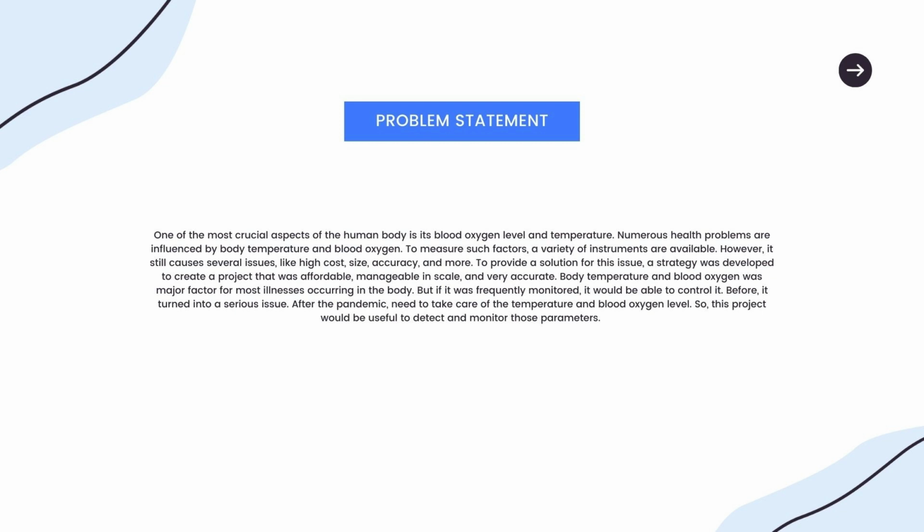Body temperature and blood oxygen are major factors for most illnesses occurring in the body. But if they are regularly monitored, we will be able to control them before they turn into a serious issue. After the pandemic, there is a need to take care of temperature and blood oxygen level. So this project will be useful to detect and monitor those parameters.